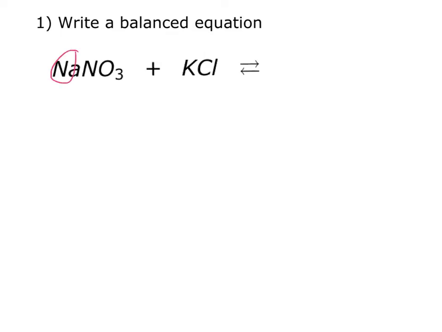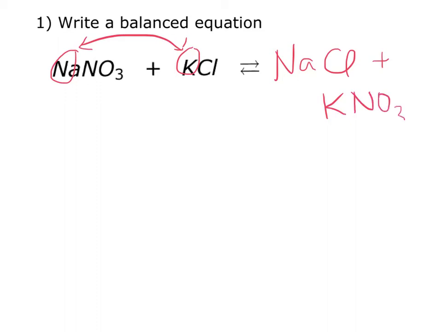So first thing is, since it's double displacement, the pluses will switch places, so the Na will be with the Cl, and the K will be with the NO3. Again, we are carrying this 3 over because that's the identity of nitrate. So now we do need to look at the charges again. Na is plus, NO3 minus, K plus, Cl minus, Na plus, Cl minus, K plus, NO3 minus, so the charges are going to cancel out. So there's my balanced equation.